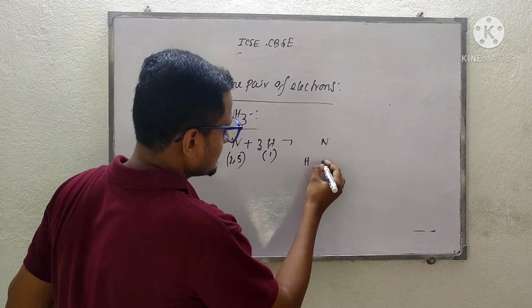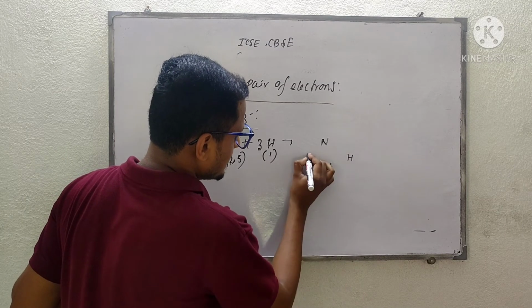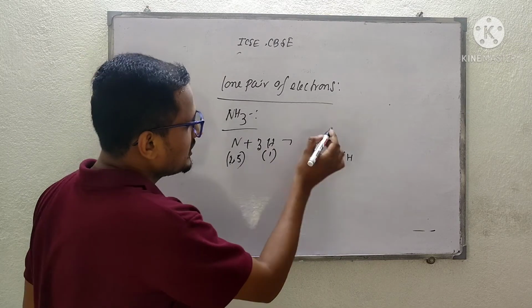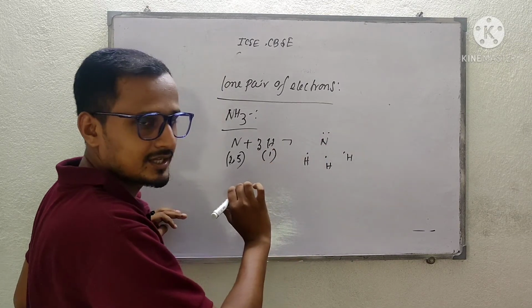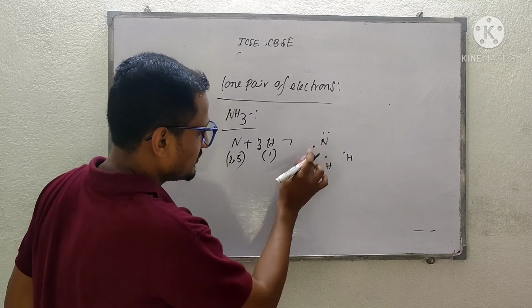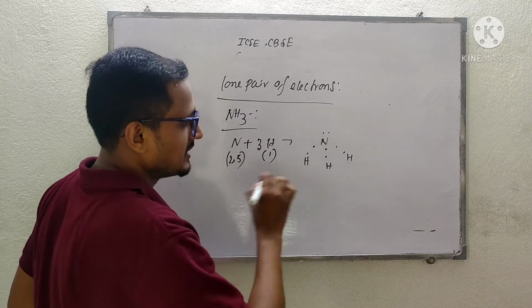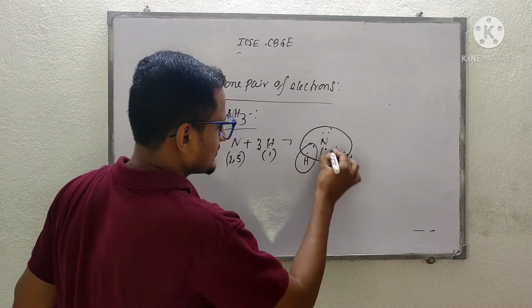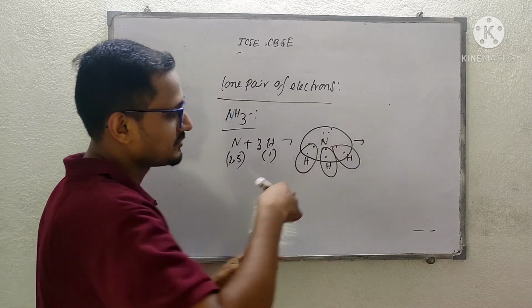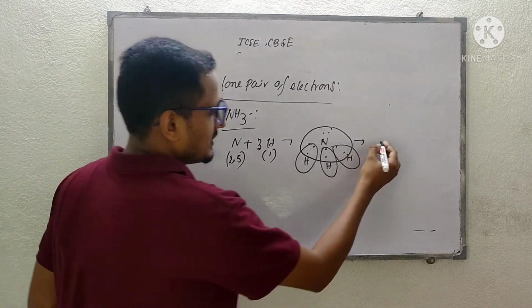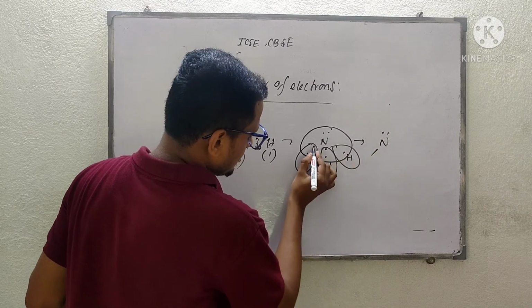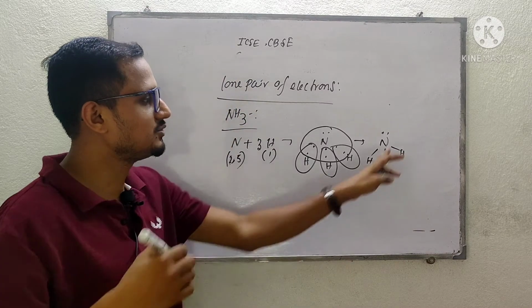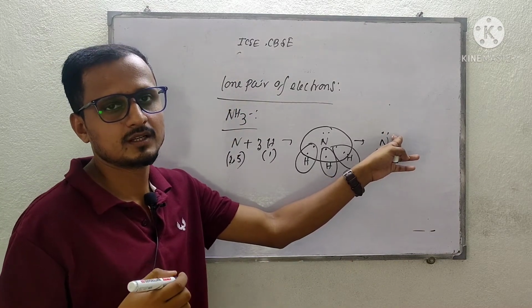So I am writing like this: each hydrogen having 1 electron, and nitrogen having 5 electrons. So 2 electrons will be paired like this, and 1 electron each will participate in a single bond with this hydrogen, another with this hydrogen, another with this hydrogen. Now I have to make a circle of 8 electrons. Every 2 electrons will make a single bond with a hydrogen. So what you are getting here: this region is the bond, and these 2 electrons are not participating in the formation of a chemical bond.